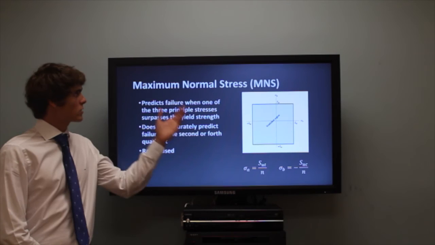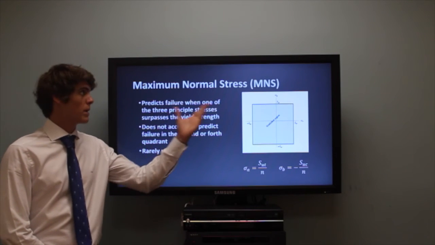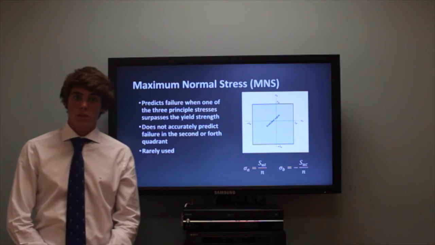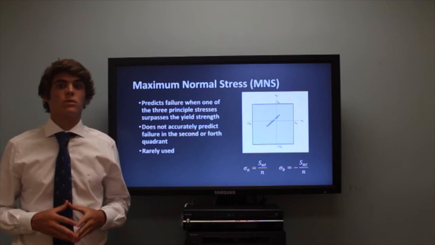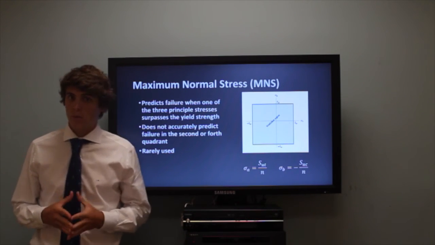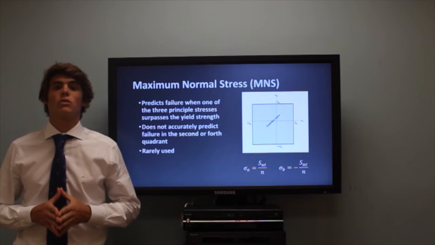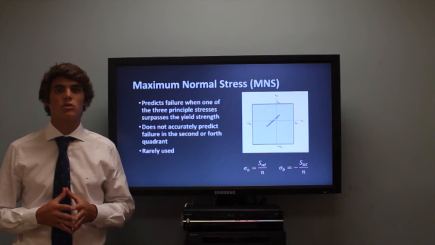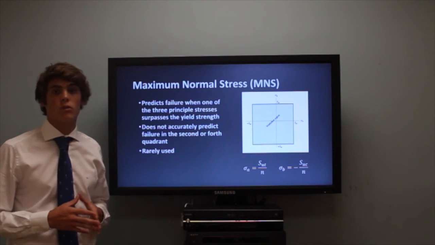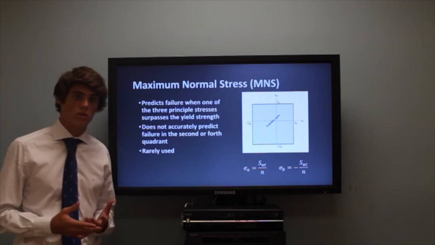So next is the maximum normal stress theory, or MNS theory. This theory was one of the first failure theories devised for brittle materials. It's called the maximum normal stress, and it states that the material will fail if any of the principal stresses surpasses the yield strength of the material either in tension or compression.